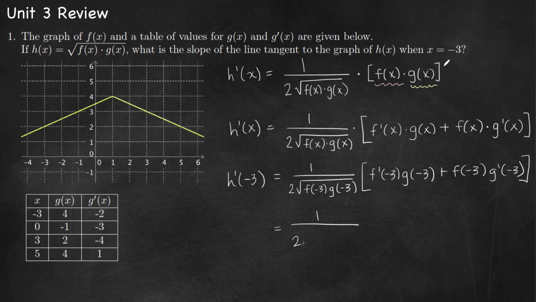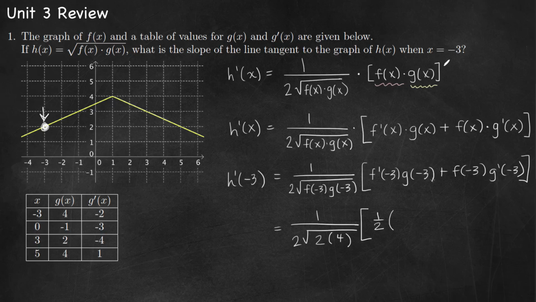So 1 over 2 times the square root f of negative 3, we're going to read from the graph of f of x. At negative 3, f is equal to 2. So f of negative 3 is 2. We're going to multiply that by g of negative 3, which we'll read from the table. G of negative 3 is 4. And we're going to multiply by f prime of negative 3. That's the slope of the graph of f when x is negative 3. So I'm looking for the slope of the graph at that point. And this is linear, so I'm going to use rise over run. The slope is positive 1/2.